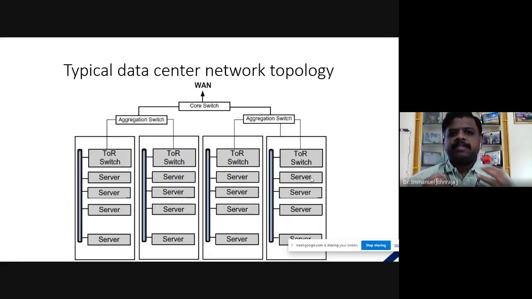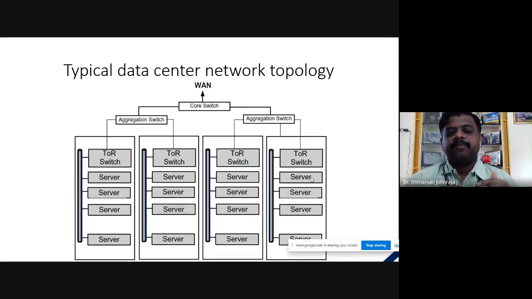So this is a typical data center network topology, probably in a nutshell, an overview. We have got n number of servers. There could be even lakhs of servers or 2 lakhs of servers connected in a data center, and they all are interconnected. Point number one.